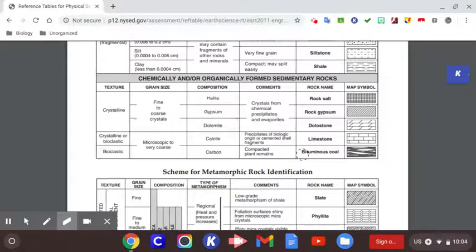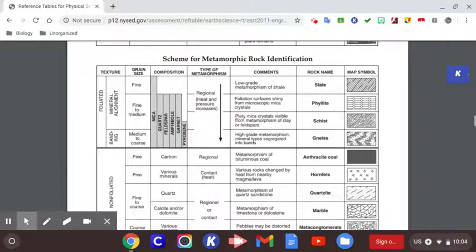All right, now we are on to number 7. We are looking at the metamorphic table. So now we are looking at what is true about gneiss. Look at gneiss in the table. Notice that it is in this row. So what is true about gneiss?